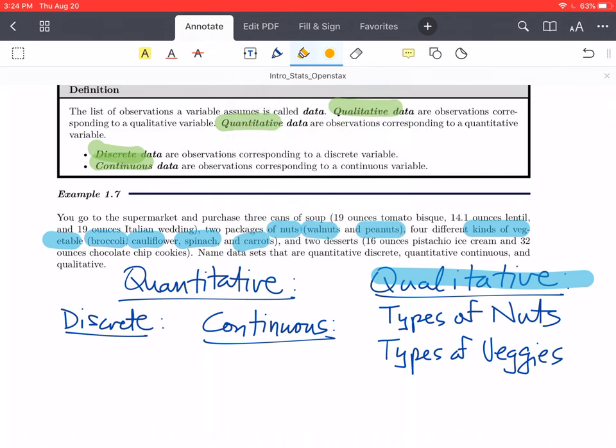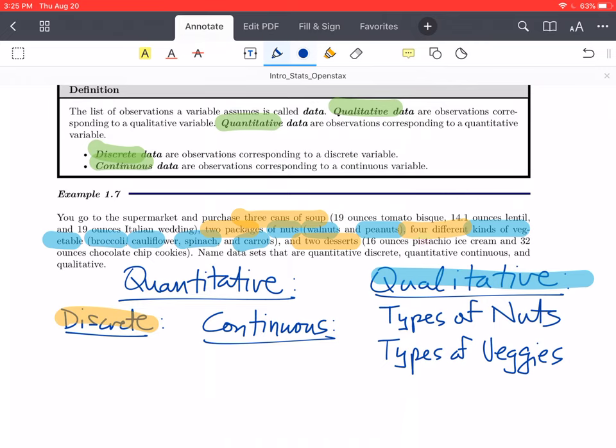Now for quantitative, let's look at discrete. Anything that would be considered discrete, we can look at the quantity of packages. So we got 3 cans of soup, 2 packages of nuts, 4 kinds of veggies, 2 desserts. That's not taking into account any measurements. We're just looking at how many containers we bought. We didn't buy half a container. We bought 3 cans of soup. We bought 2 packages of nuts, etc.